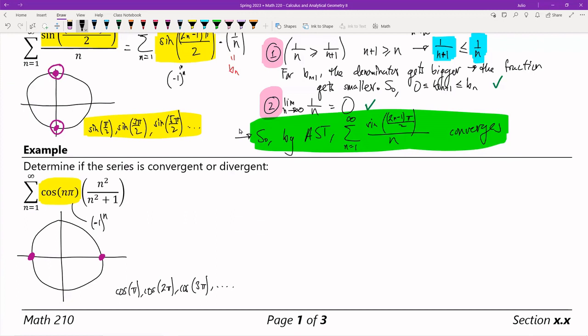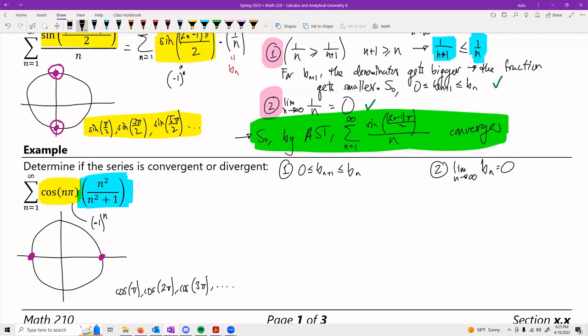Okay, so that is our alternating bit. So all we have to do now is mess with this thing right here, the n squared divided by n squared plus 1. Again, we just have to prove these two things. Number 1 is to prove 0, b_{n+1}, b_n. 2 is the limit as n goes to infinity of b_n has to be equal to 0.